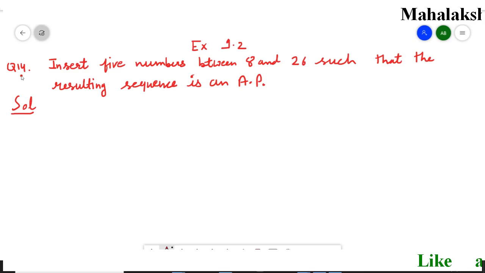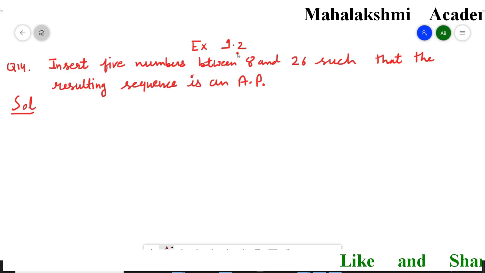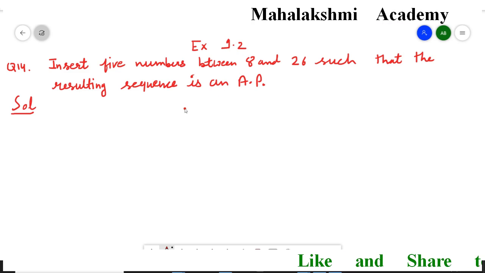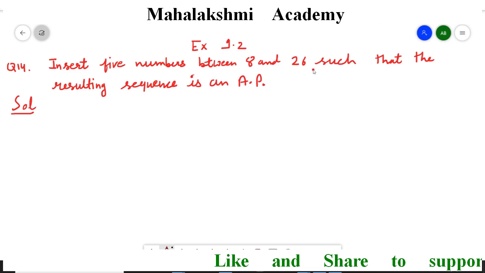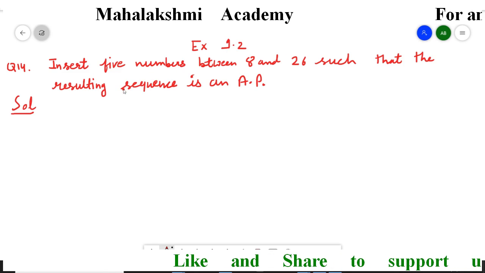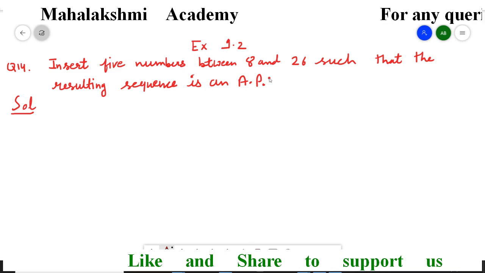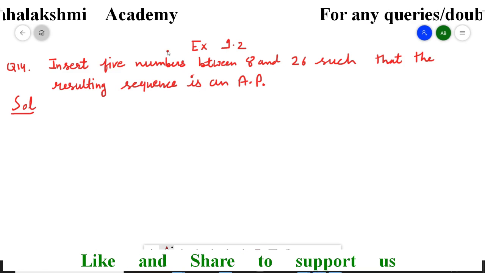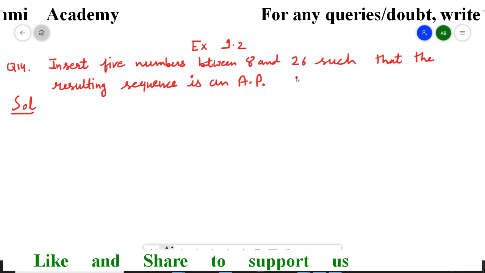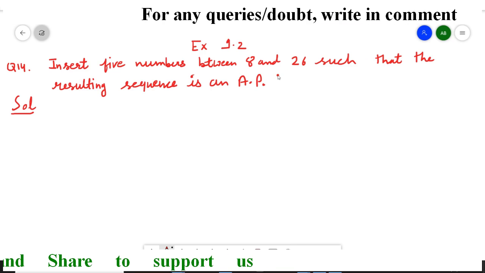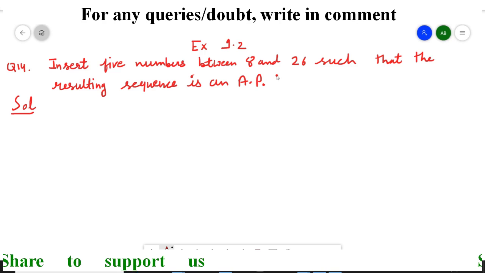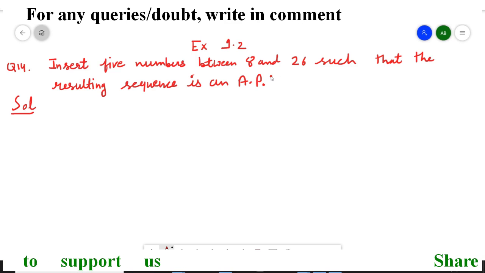I am going to explain question number 14 from exercise 9.2, and this question belongs to 11th class maths. Insert 5 numbers between 8 and 26 such that the resulting sequence is an AP. So here we have to introduce the 5 numbers between 8 and 26. Firstly we have to assume those 5 numbers as A1, A2, A3, A4, A5. So we'll write here.